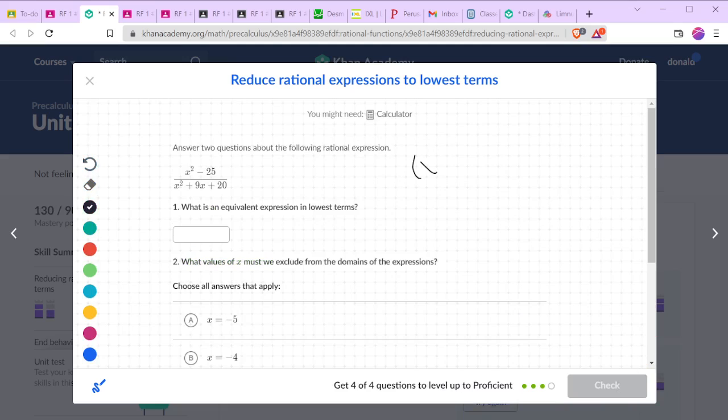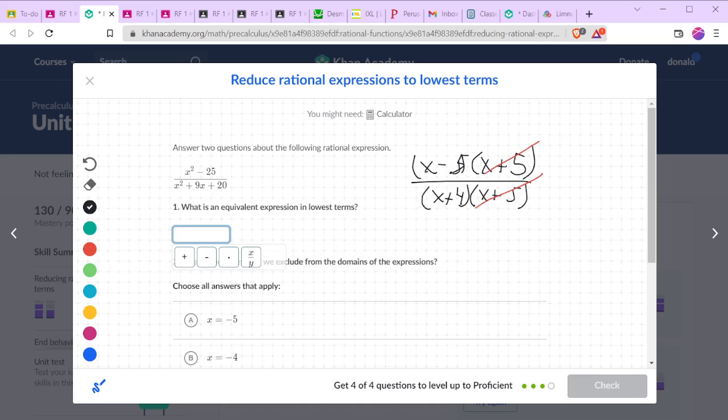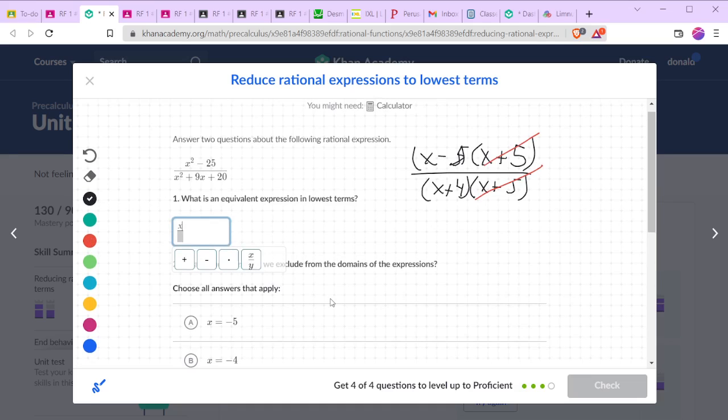So again, numerator is difference of perfect squares. And our denominator, numbers that multiply out to 20 but add up to 9, we have an x plus 4 and an x plus 5. The x plus 5's cancel. So that leaves us with x minus 5 over x plus 4. And the excluded values are the values that make our denominator 0.